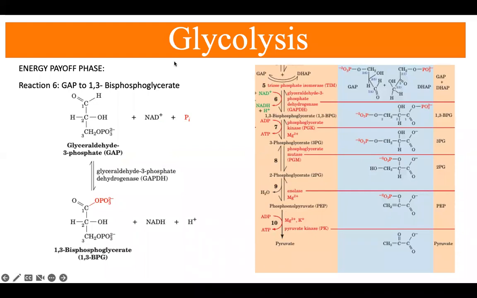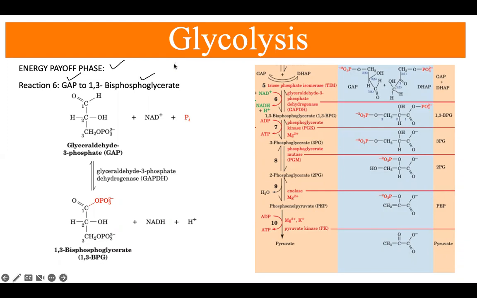Now let's see the sixth reaction, that is the energy payoff phase. In the first 5 reactions, we saw that we have been providing energy, basically in the form of ATPs, especially in reaction number 1 and reaction number 3. Now comes the energy payoff phase. Let's see. In reaction number 6, the glyceraldehyde 3-phosphate that was formed is converted into 1,3-bisphosphoglycerate.